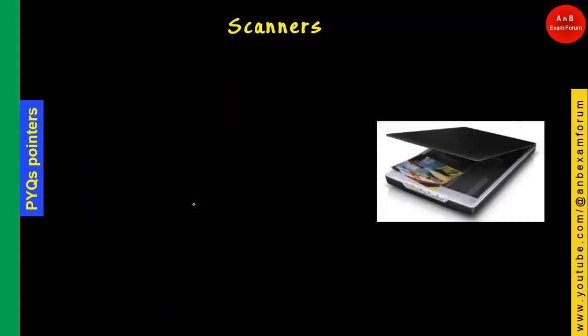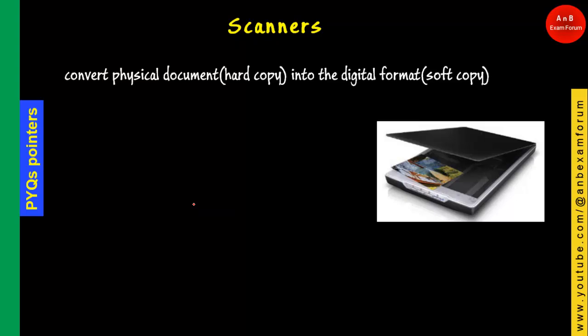So let's see the next input device, that is scanners. As you know, the scanner is an input device. So what will be the input? It is physical documents. It can be anything, your printout or any image which you regard as a hard copy. Any physical document which you want to convert into digital format, that is soft copy, for that scanners are used.